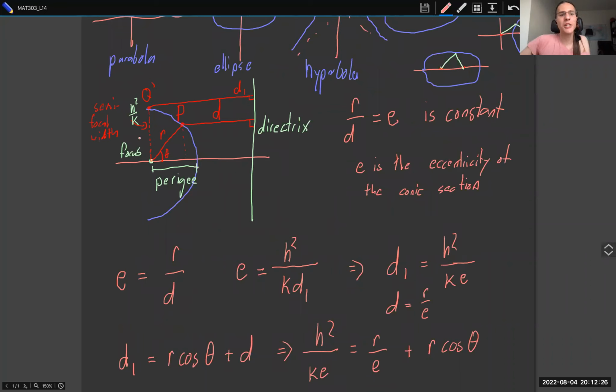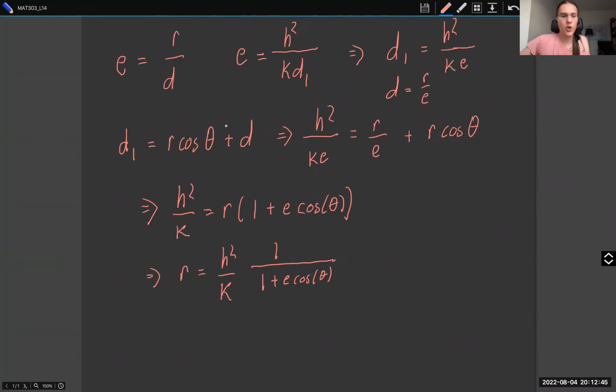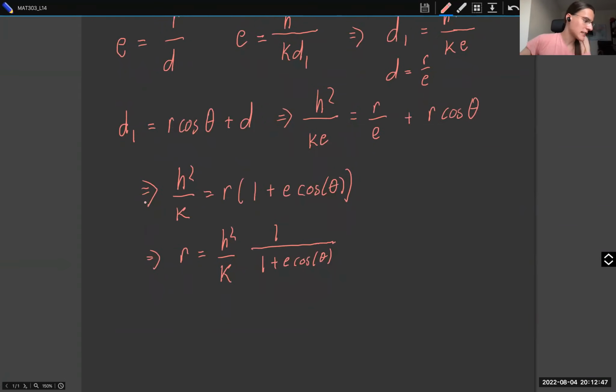Well, you imagine that if you know what the eccentricity is and you know what the semifocal width is, then you also know what D1 is. So you know how far this line is away. And then once you plot this line as being this far away, you know where the focus is because you want this ratio to be a specific thing, right? So what's the anatomy of a conic section?